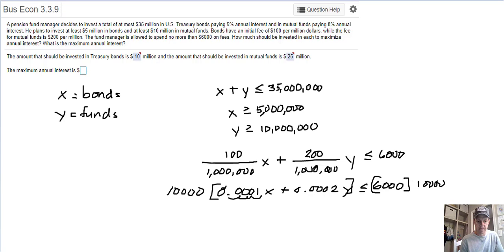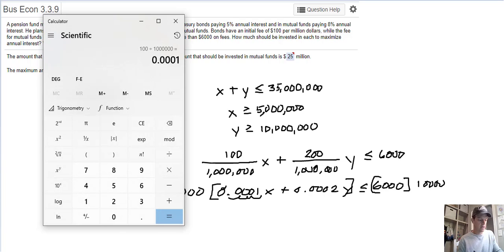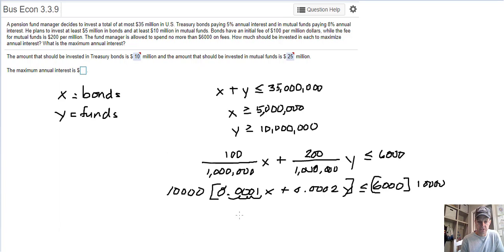Getting the calculator back out, you see when I multiply 0.0001 by 10,000, that just turns into a 1. So this is just x plus, and hopefully you see again, this is just twice as much, so it's going to be 2y. Test me if you like on the calculator, but that's what it is. And then we have a 6, and then how many zeros? 4 plus 3 is 7 zeros. So $60 million.